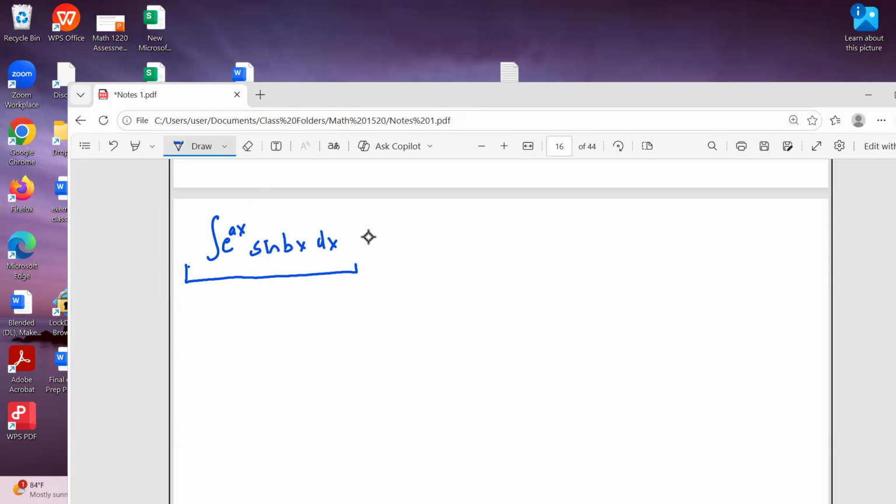Now, what I usually like to do is we have to say let u equals, take whichever one is an easier derivative, and then we'll pick the other one for the integral. So we'll say let u is equal to e to the ax. Now, unfortunately, this u is never going to go away, right? No matter how many times I take the derivative, it's never going away. This is a e to the ax.